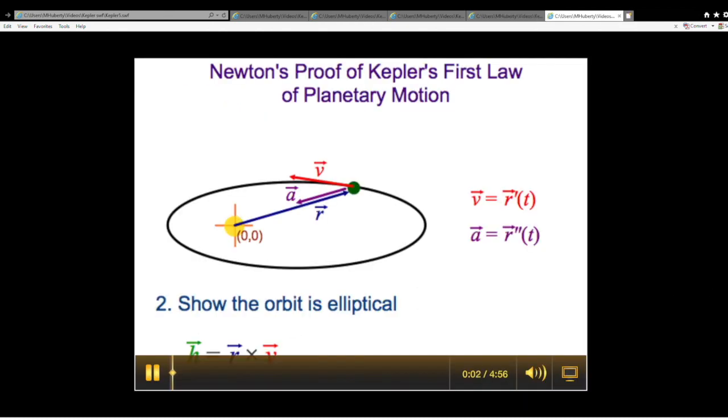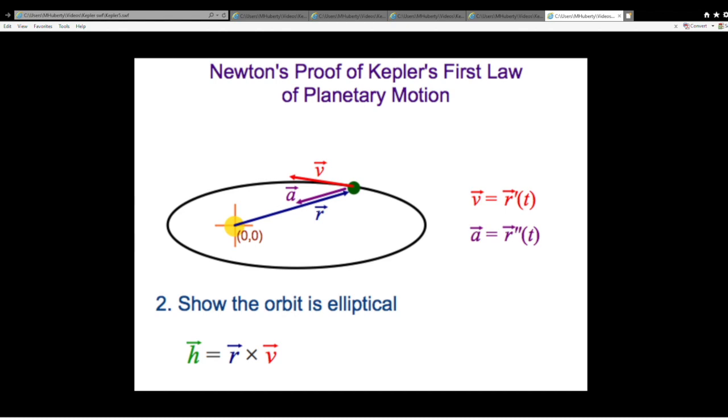Now that we've shown that a planet's orbit always remains in a single plane, we'll show that within that plane the path is an ellipse. We're going to start with the constant h vector from the last video, the position vector crossed with the velocity vector. Remember, that's a constant vector coming straight out of the screen towards us. We're going to rewrite the velocity vector, remembering that velocity is the derivative of position. So we'll have r cross r prime.